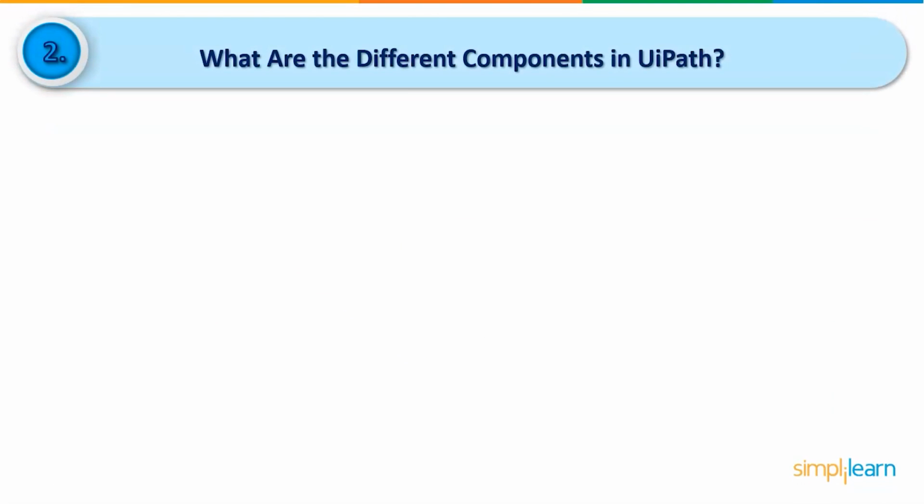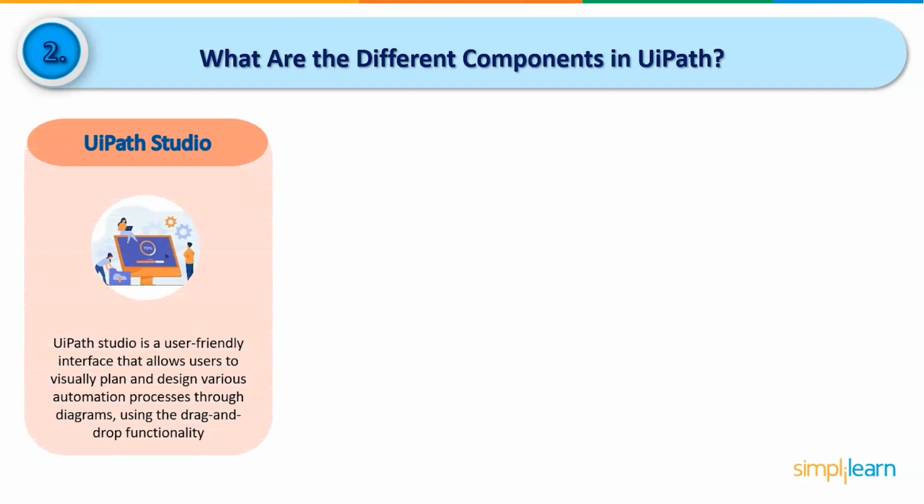What are the different components in UiPath? UiPath consists of three components mainly. UiPath Studio. UiPath Studio is a user-friendly interface that allows users to visually plan and design various automation processes through diagrams using the drag-and-drop functionality. These diagrams are merely a structural reflection of specific tasks that must be completed.